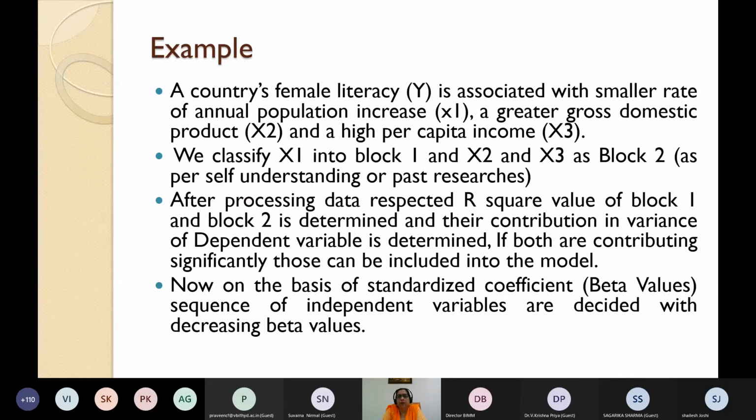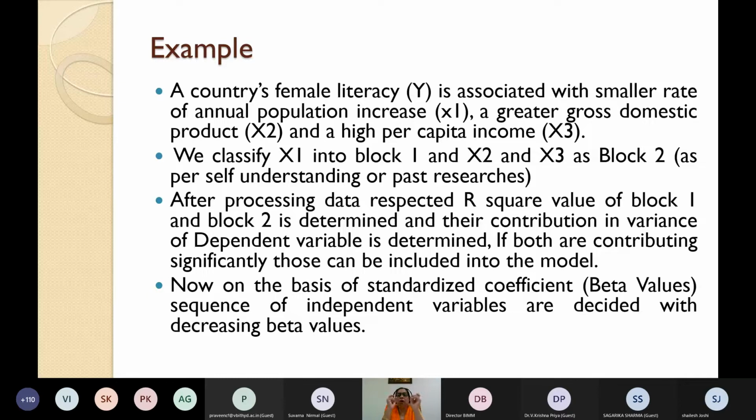Let's take up an example. A country's female literacy Y is associated with a smaller rate of annual population increase, a greater gross domestic product and a high per capita income. So what we do, we classify X1 into block 1, X2 and X3 as block 2, because X1, the annual population increase, is a separate thing, and a greater GDP and high per capita income can be clubbed together. Yes, and this information will only come through past research, through the domain knowledge of the researcher.